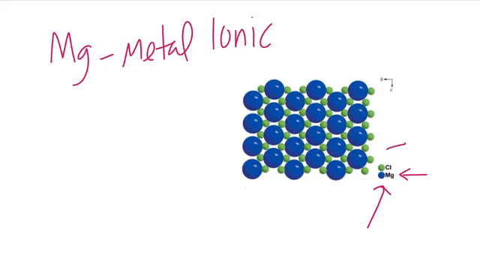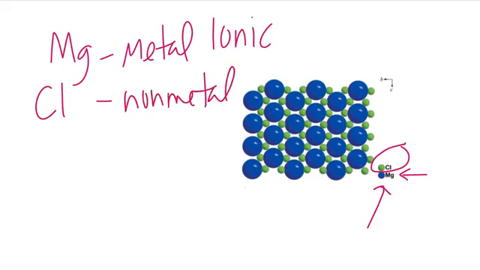And we also know that this chlorine is a nonmetal. So we know an ionic compound always has a metal and a nonmetal. Now, if we were to try to figure out its chemical formula, then we need to figure out that ratio of how many magnesiums to how many chlorines. So I would look at this and go, okay, there's 1 magnesium, 2, 3, 4, and I'm going to keep counting for 8, 12, 16, 24.